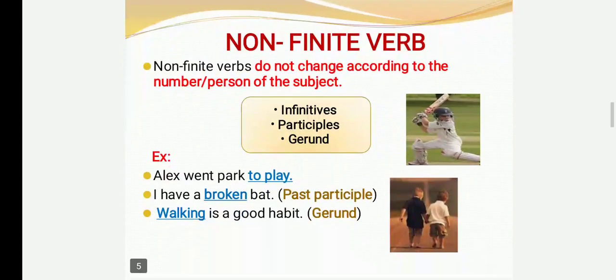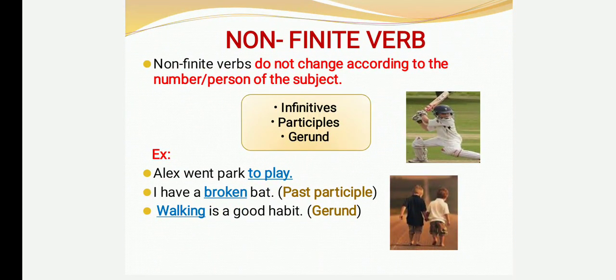Next one is the non-finite verb. A non-finite verb doesn't change according to the number of a person or a subject, as a finite verb does. It remains the same. There are three kinds of non-finite verb: infinitives, participles and gerunds. Infinitives, we all know, are verbs that begin with the word to, like to play, to write, to sing, to dance.